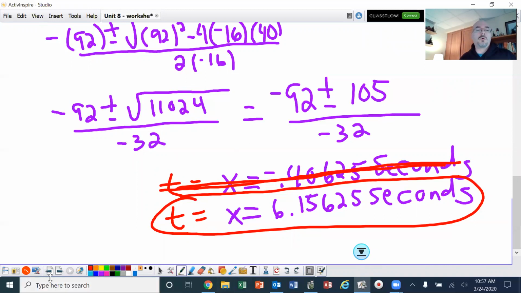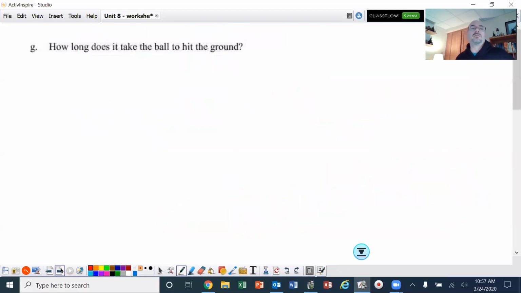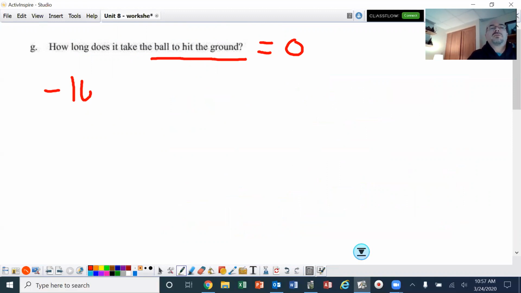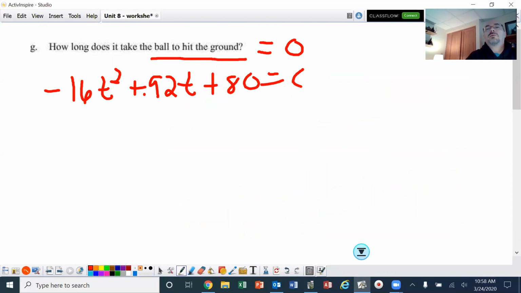We've got one more to do, and then that's it for the lesson. How long does it take the ball to hit the ground? Well, when it hits the ground, that means it's going to equal 0. So we're going to take the negative 16t squared plus 92t plus 80, and we're going to set it equal to 0. It's already set equal to 0, so let's plug it into the quadratic formula.